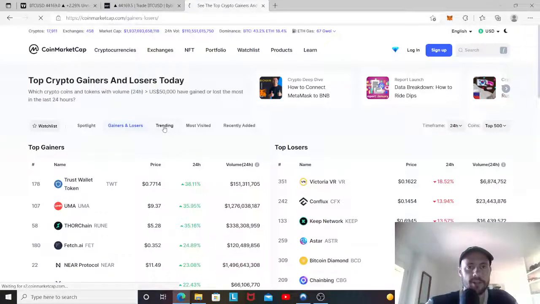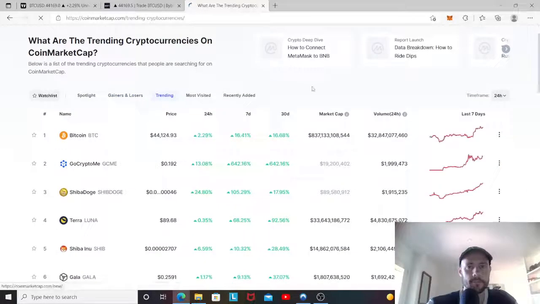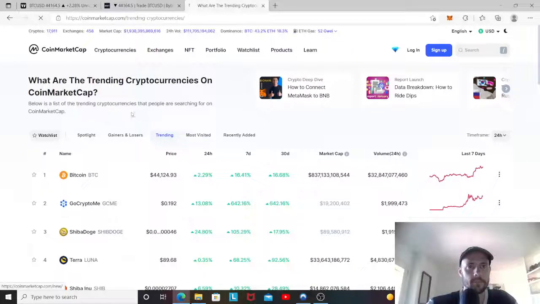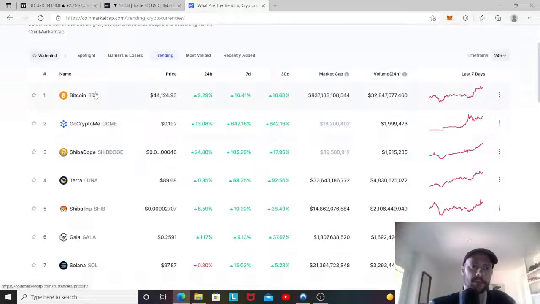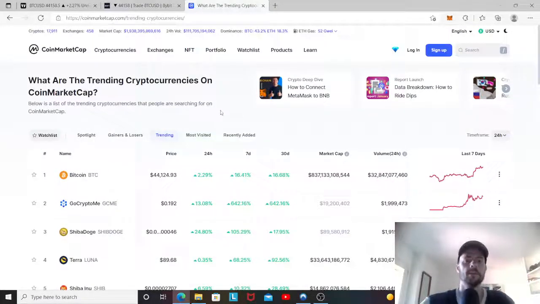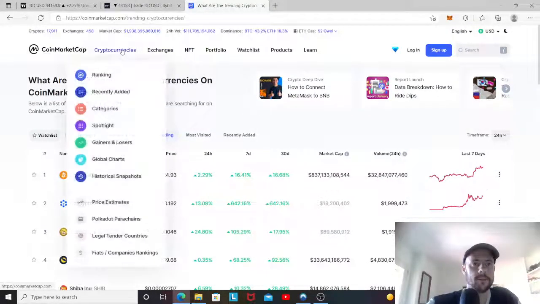You can look at trending. So this is basically what people are searching for the most on CoinMarketCap. Bitcoin the most, and some other ones. And let's see.